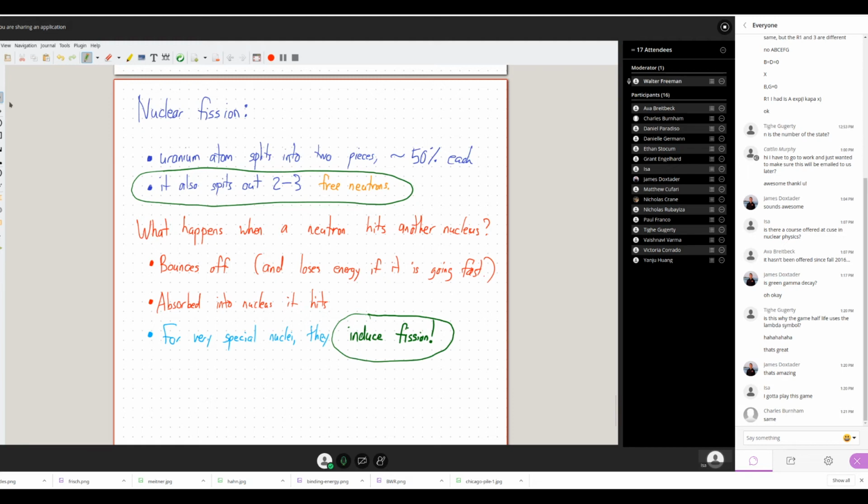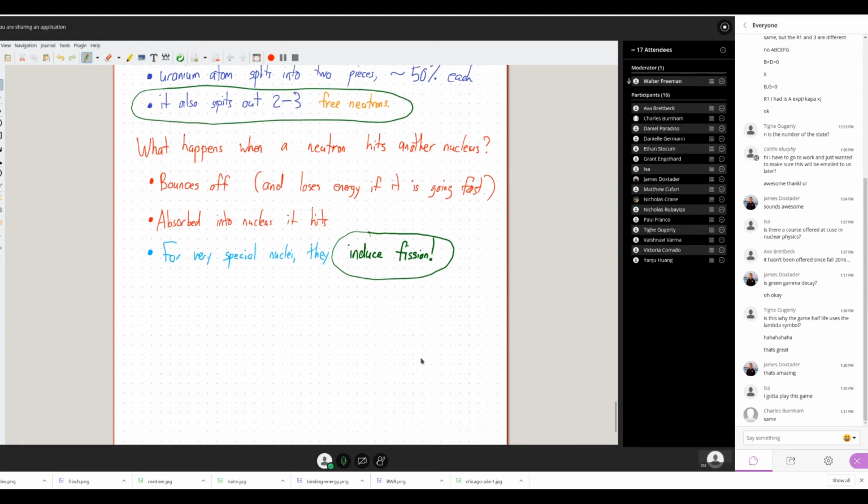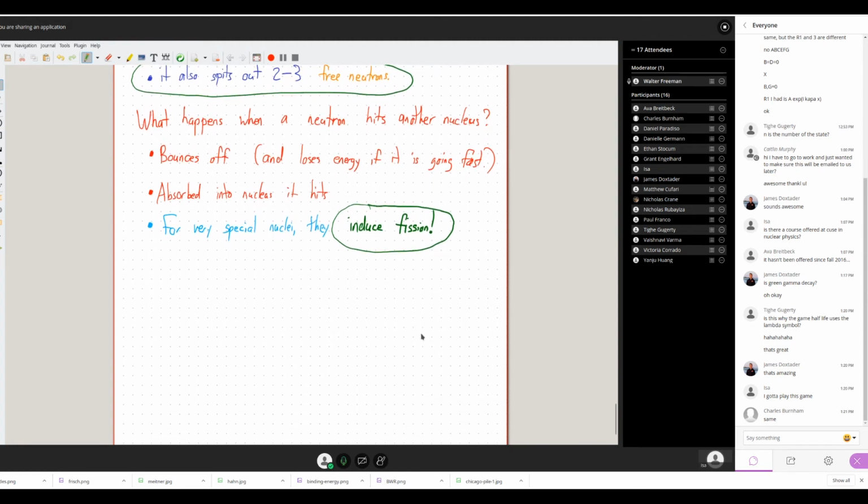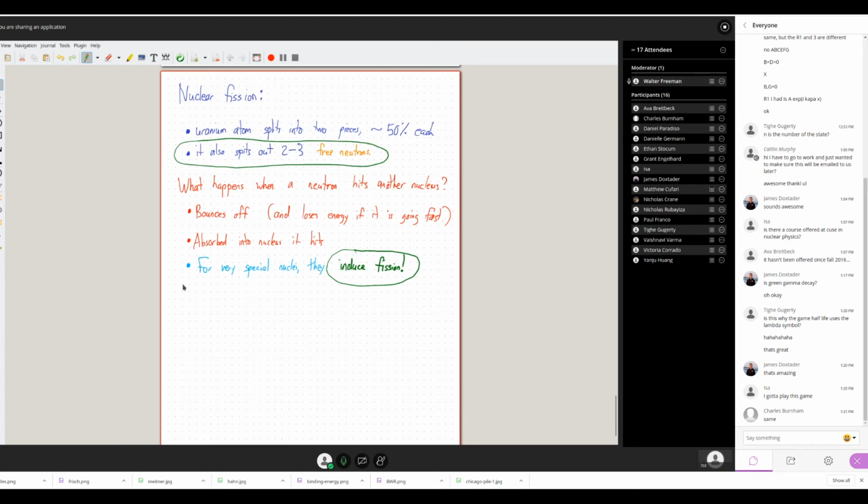So now we need to talk about, in more detail, the 2 isotopes of uranium. So uranium-238 and uranium-235. Uranium-238 is 99.6%.